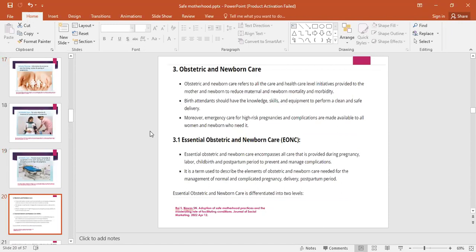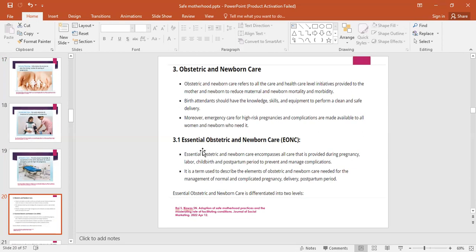Obstetric and newborn care refers to all the care and healthcare-level initiatives provided to the mother and newborn to reduce maternal and newborn mortality and morbidity. The birth attendant should have the knowledge, skill, and equipment to perform a clean and safe delivery. Moreover, emergency care for high-risk pregnancy and complications is made available to all women and newborns who need it.